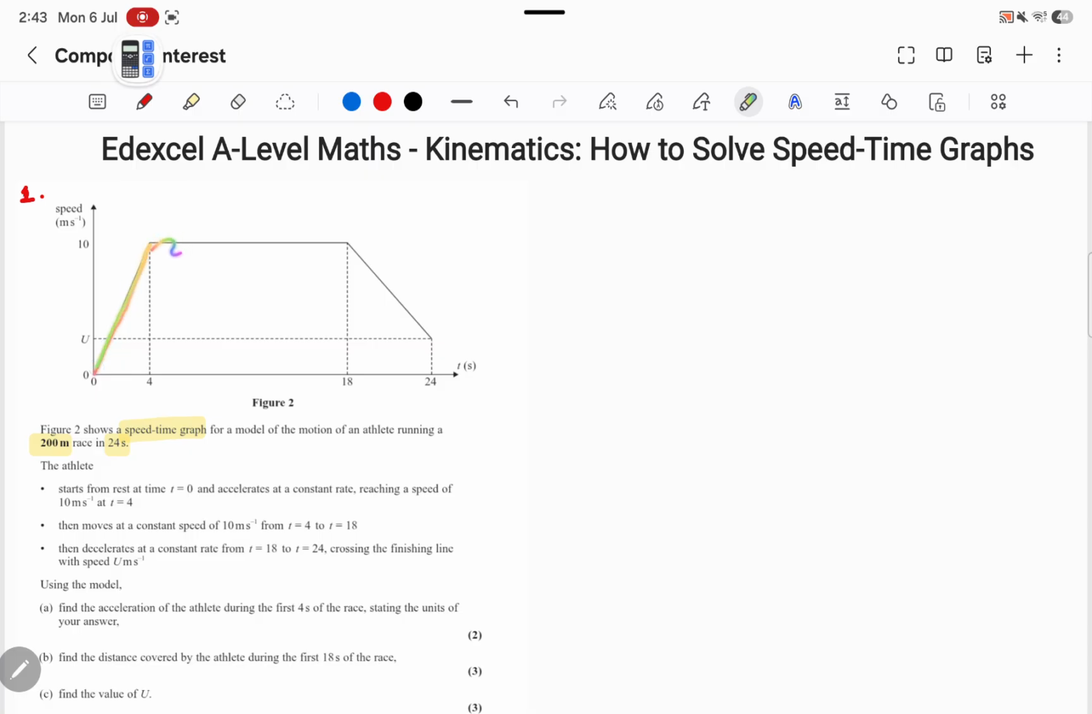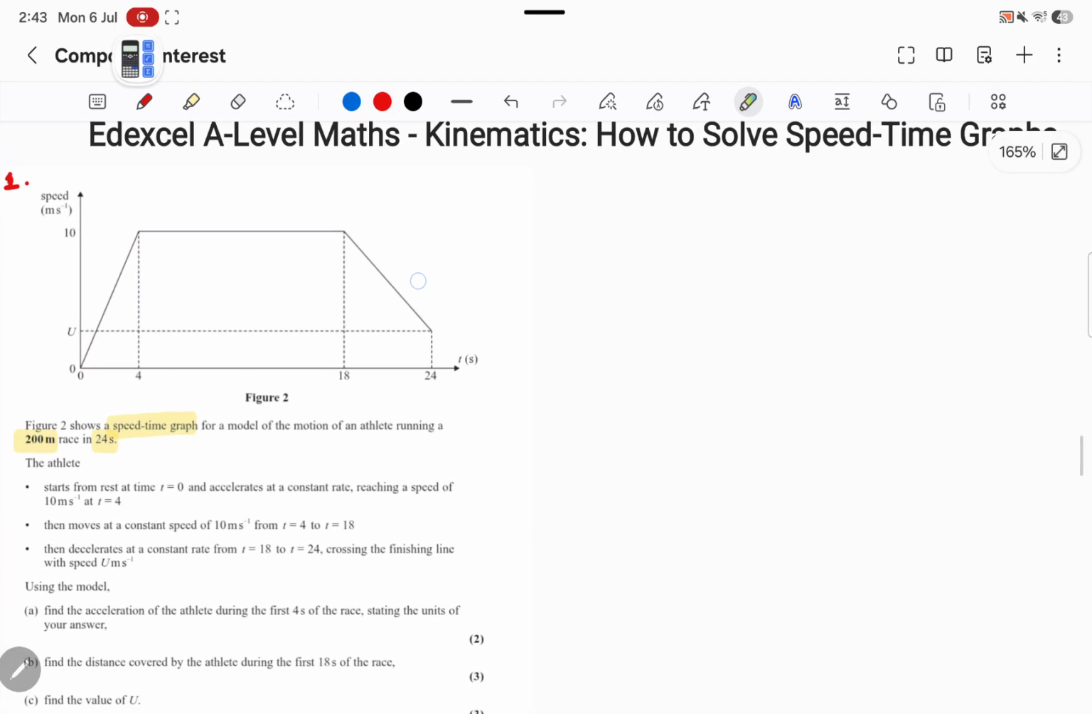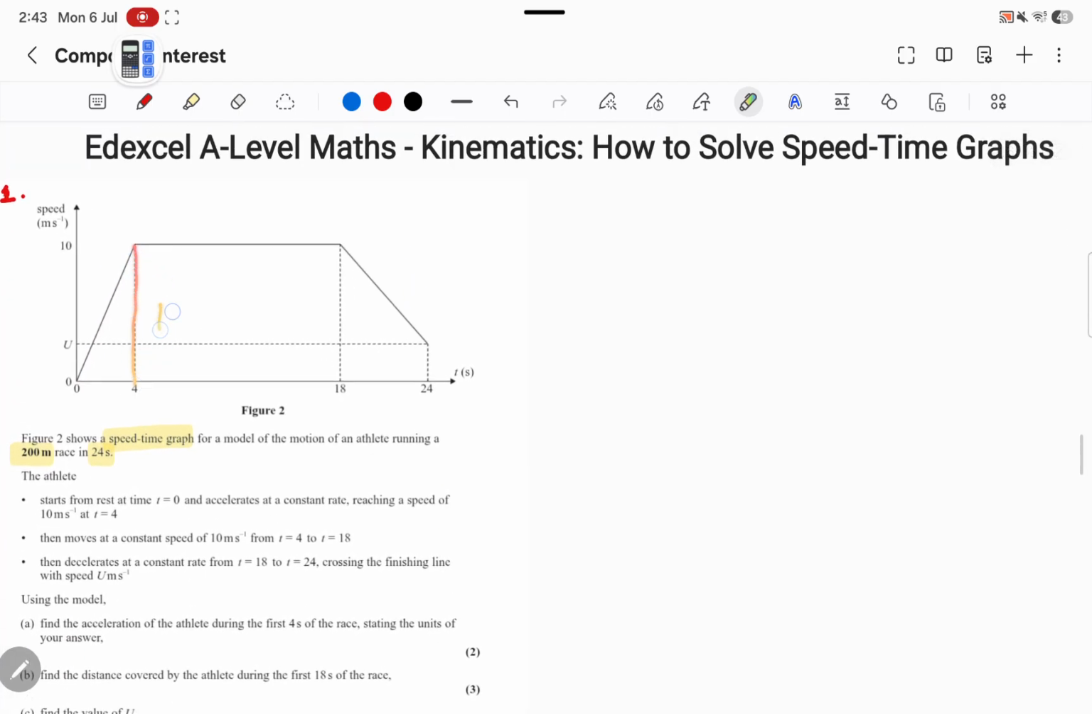For the gradient of this line, you need the change in y, which is 10, and the change in x is 4. So the acceleration for part A would be 10 over 4, change in y over change in x. 10 over 4 is the same as 5 over 2, so it's 5 over 2 meters per second squared, the acceleration of the athlete in the first 4 seconds.